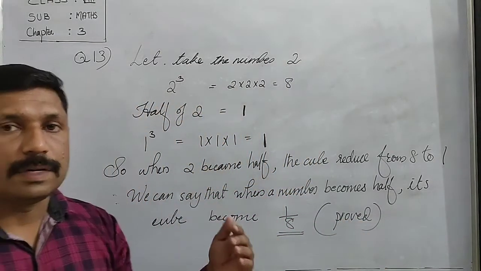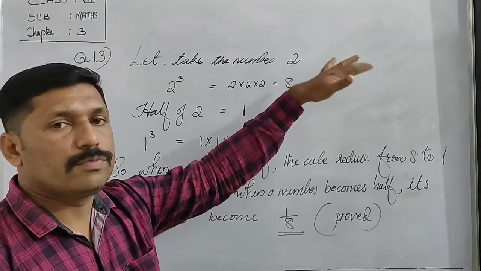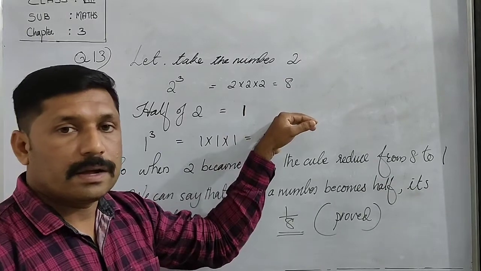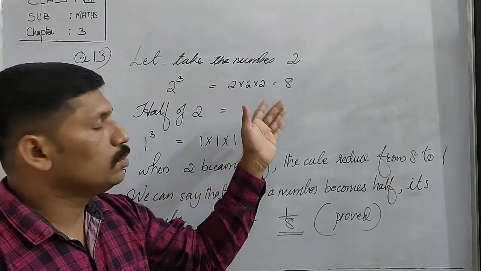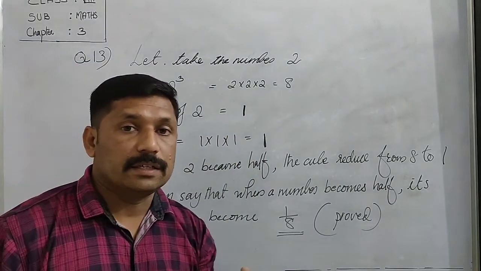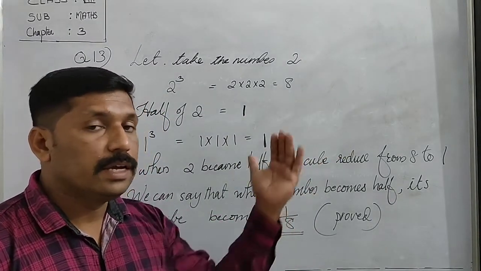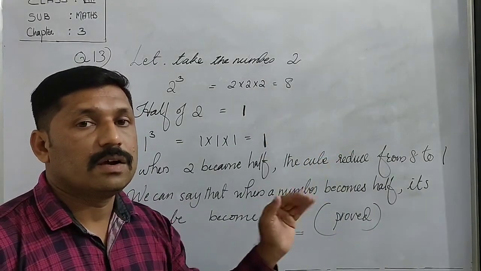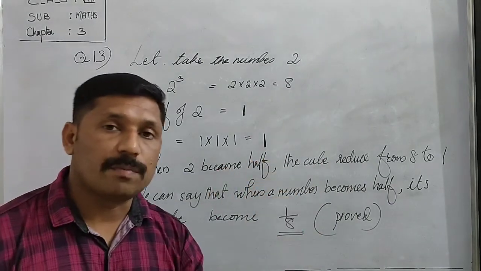So students, you can take any number. For example, if you have taken 4, 4 into 4 into 4 is 64. And it is reduced to half, meaning half of 4 is 2. Then the cube is 2 into 2 into 2, that is 8. Then 64 reduced to 8. But by how much is it reduced? 8 upon 64. 8 upon 64 we can cut by 8 itself. Then you will get 1 upon 8. So here also there will be 1 upon 8.